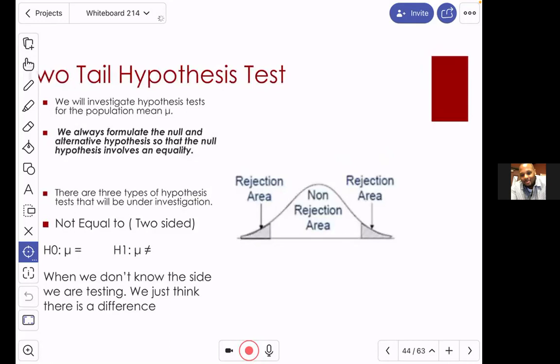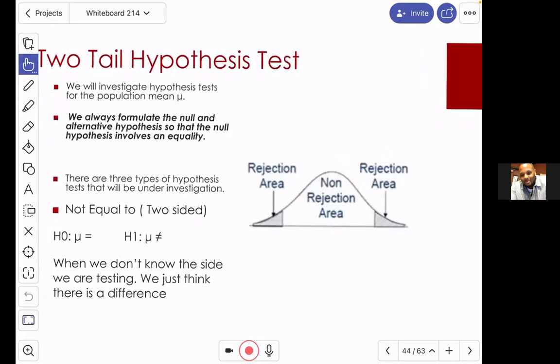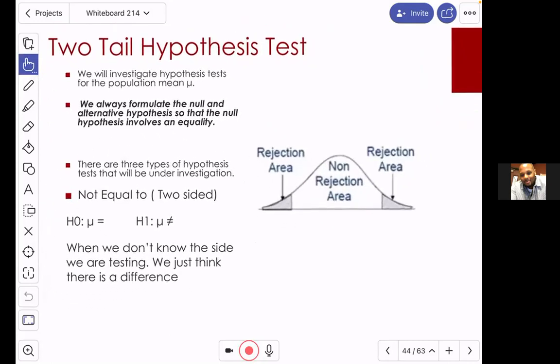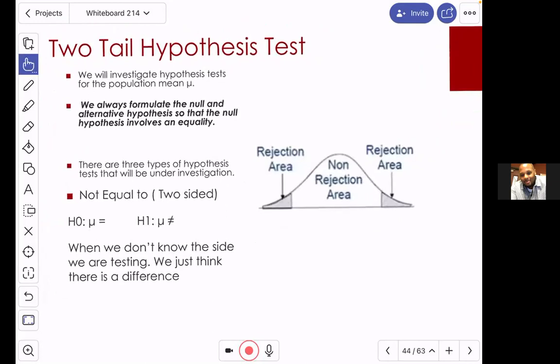So we're going to start off with what we call a two-tail hypothesis test. Right? There's two tails and there's one tail. We'll talk about one tail later. We'll talk about two tail right now, though. We always formulate the null where it involves an equal sign. So when I talk about the null value, I always want to say mu is equal to something.